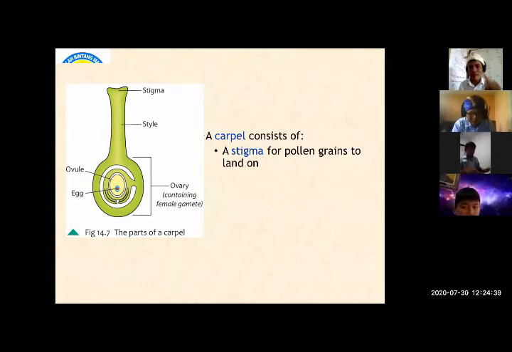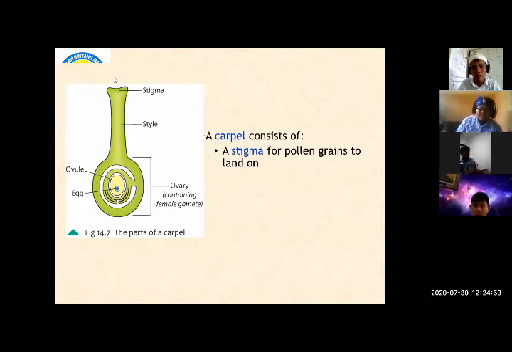Jatuh, dan stigma ini yang dari betinanya akan nangkap, will catch the pollen grain, and then the pollen grain will get into the ovary, akan masuk ke ovary melalui style, di terowongan ini style, and then it will meet the eggs, akan bertemu sama eggs di sini, and akan terjadi pembuahan. Bahasa Inggrisnya apa pembuahan tadi? Fertilization.